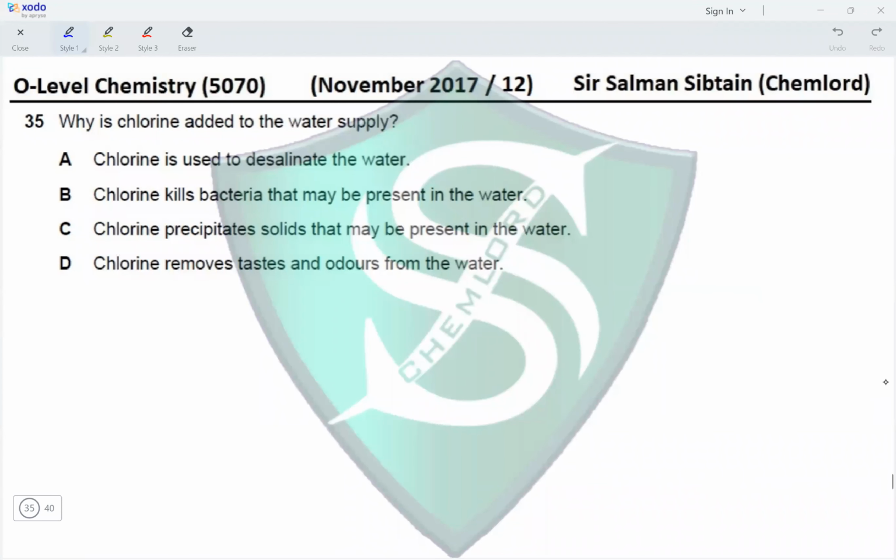Question 35. Why is chlorine added to the water supply? Chlorine is used to desalinate the water. Desalination means removal of salt, which is not done by chlorine. Chlorine kills bacteria that may be present in the water. Yes, it is used as a disinfectant, so it kills bacteria. Chlorine precipitates solid that may be present in the water. This is not the purpose of the use of chlorine. And chlorine removes taste and odor from water. This is the use of carbon, not chlorine. So option B is the correct option for this question.